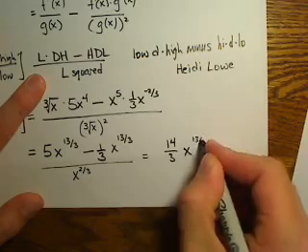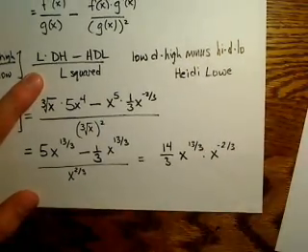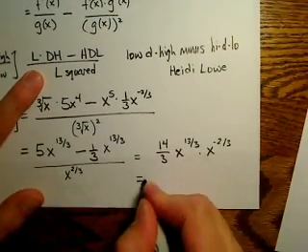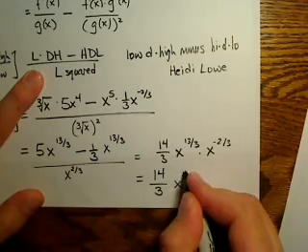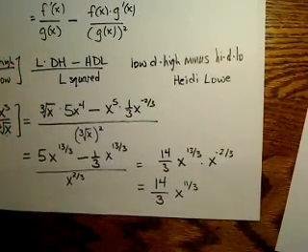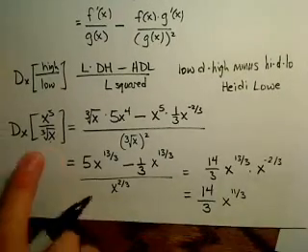X to the 13 thirds. And rather than divide, I'll multiply by something with a negative exponent. And that lands at 14 thirds, x to the 11 thirds. Which I want to highlight is what you would do if you just did power rule from the beginning.